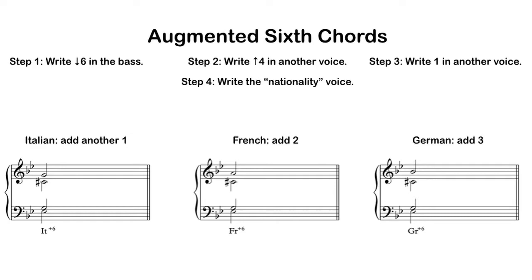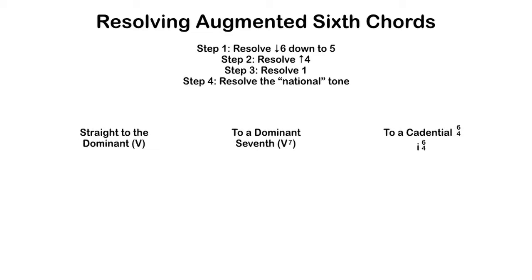Now that we know how to write these things, we also need to be able to resolve them. Augmented sixth chords typically resolve to one of three places. They either go straight to a dominant triad, so I could take my Italian augmented sixth and go to a dominant triad, or they can go to a dominant seventh chord. Not a whole lot of difference with that. Which then of course resolves out to a tonic, or just as likely they might even go to a cadential 6/4 chord, which sounds a little bit like this.